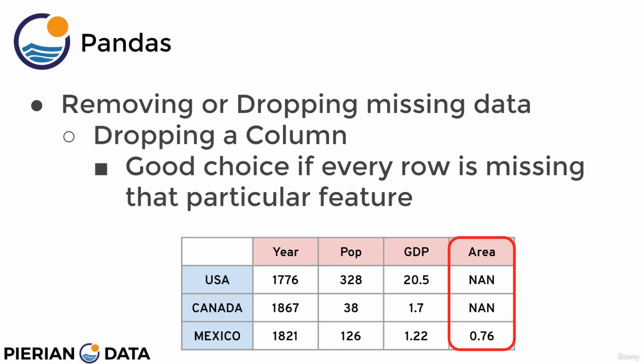And in conjunction with that, it looks like we're missing the area for multiple countries. So in this kind of simplified case, it would make more sense to drop the area column instead of dropping both the USA and Canada rows.